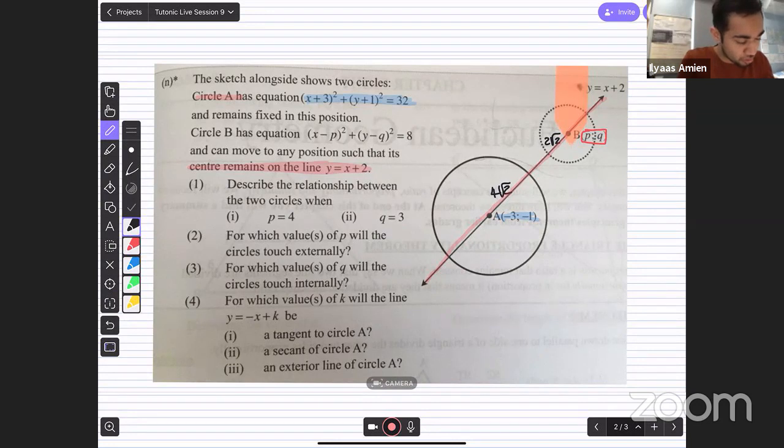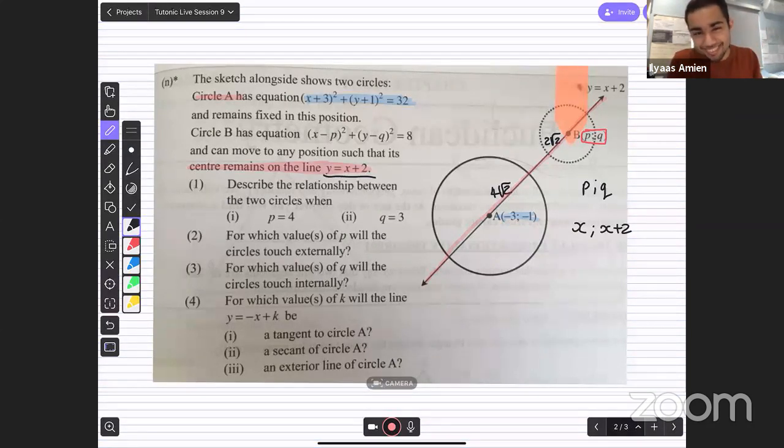So if your center is (P, Q), remember P is just an x value, then what's the Q value going to be? X plus 2, because y equals x plus 2. So whenever you see y, you can write x plus 2. Does that make sense? Yep.